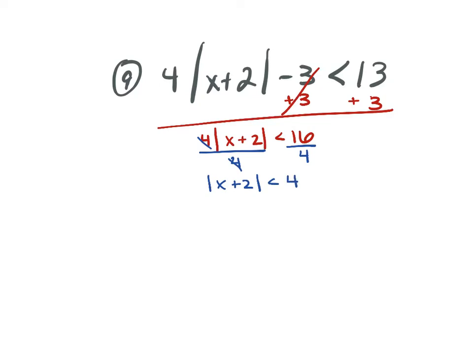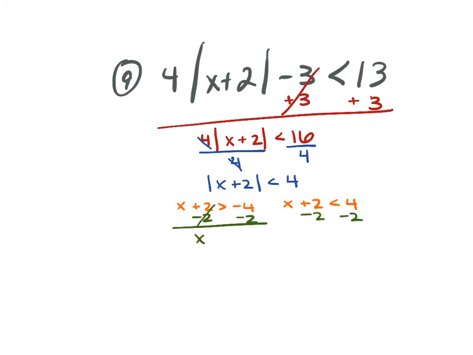Your absolute value is isolated. Ask yourself if it's possible. In this case, yes it is. So separated into x plus 2 is greater than negative 4, as well as x plus 2 is less than positive 4. We subtract the 2 from each side for both of these.